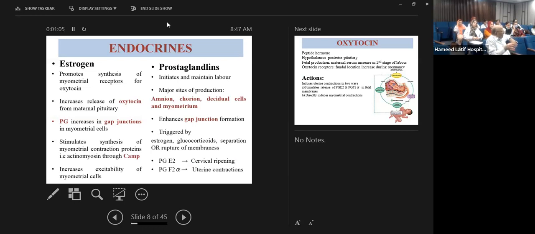So if you give prostaglandin F2 alpha, initially in the 60s and 70s, when research was going on, prostaglandin F2 alpha was used at that time. And like oxytocin, it also has effect on the myometrium, and therefore those triggered uterine contractions. And it was thought that it was the uterine contractions which would essentially start and then cause progress of labor.